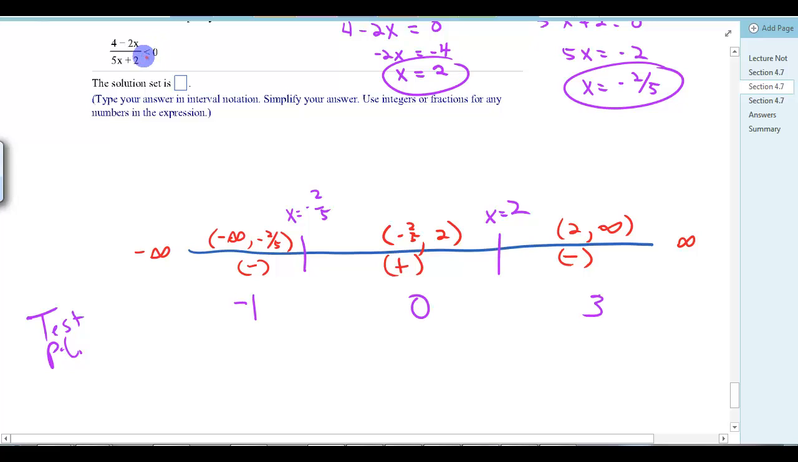Now we're trying to find where is this thing less than 0. Well, less than 0 is negative. So this one is negative and this one is negative. So there's our two solutions. Up here in the box, you're going to have from negative infinity to negative 2/5 and from 2 to infinity.